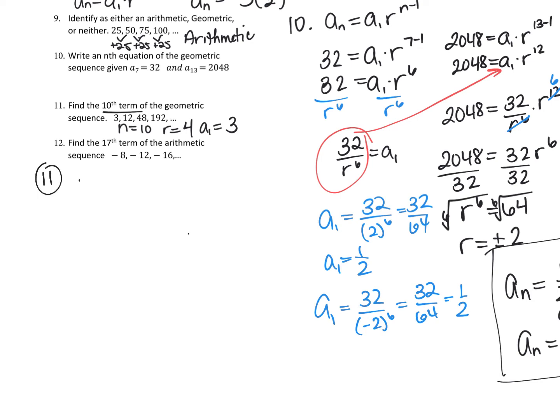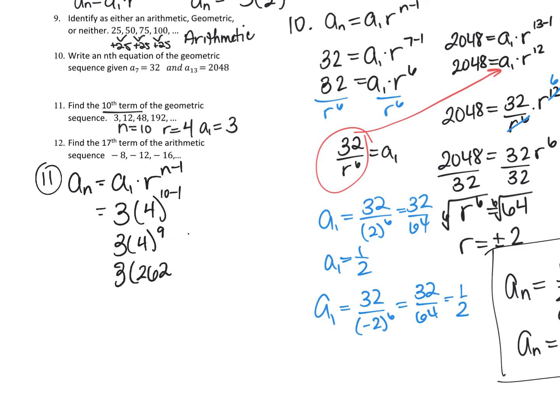10th term means I'm using the an equation, a1 times r to the n minus 1. So that's 3 times 4 to the 10 minus 1, 3 times 4 to the 9th. That's 3 times 262,144. Notice how I'm showing all my steps as I go, even though I'm using a calculator. We want to see this as well.